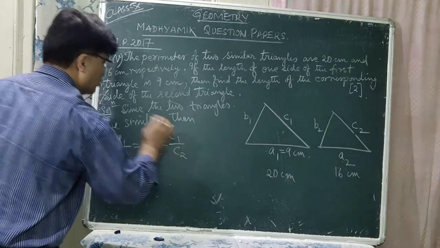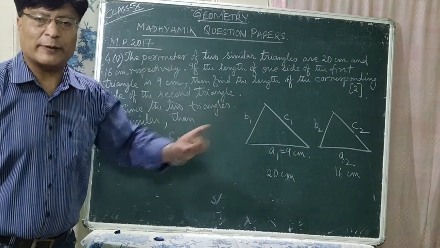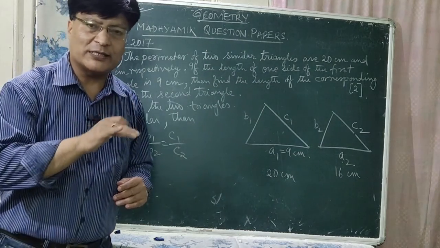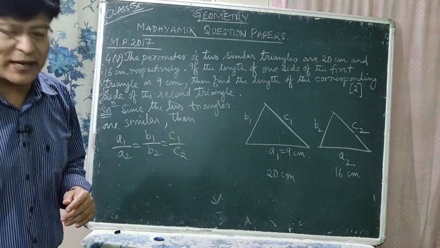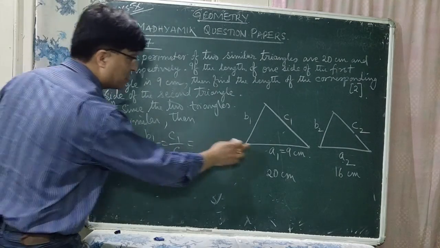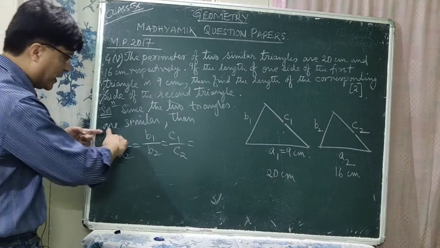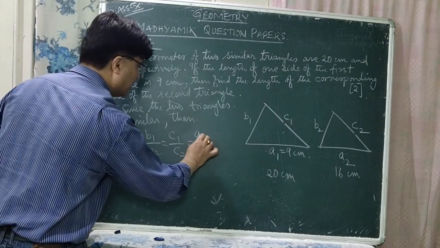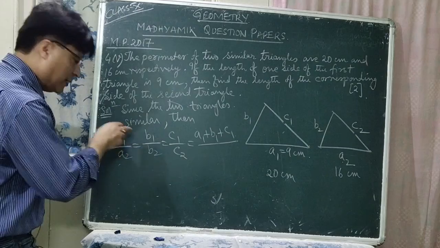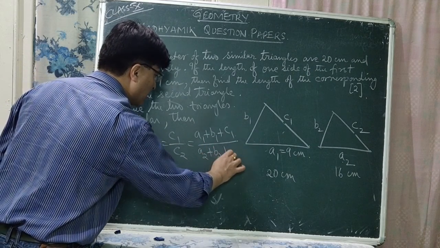C1 upon C2. Now since you know the perimeter of the first triangle as well as the perimeter of the second triangle, and the sum of all three sides of the triangle gives you the perimeter, by addendo you can add all these numerators. You can write A1 plus B1 plus C1 divided by, in the denominator also, A2 plus B2 plus C2.